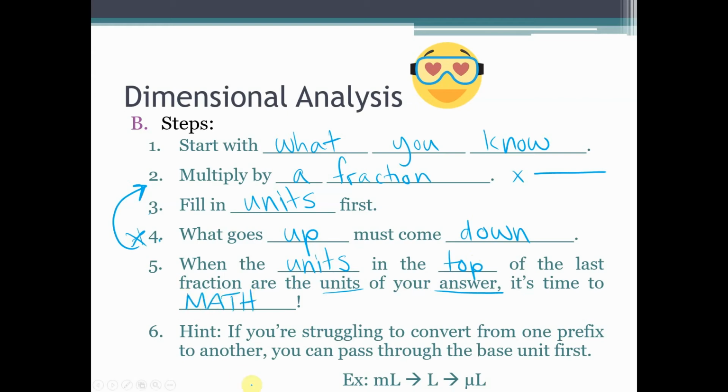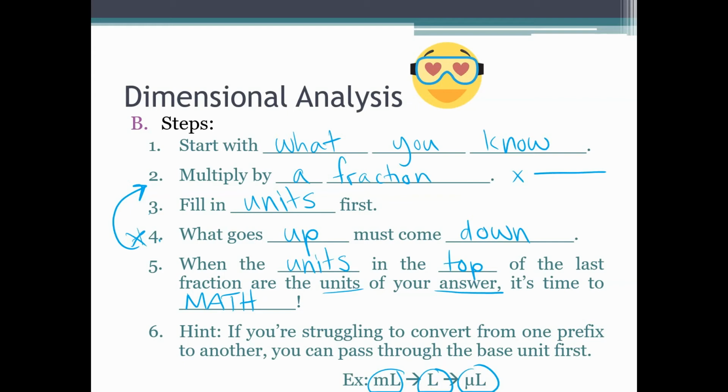And as a hint, if you're struggling to convert from one prefix to another, like if you're being asked to go from milliliters to microliters and you don't know off the top of your head how many milliliters are in a microliter, you can always pass through that base unit first, because those are the conversions that I'm asking you to memorize from the previous page.